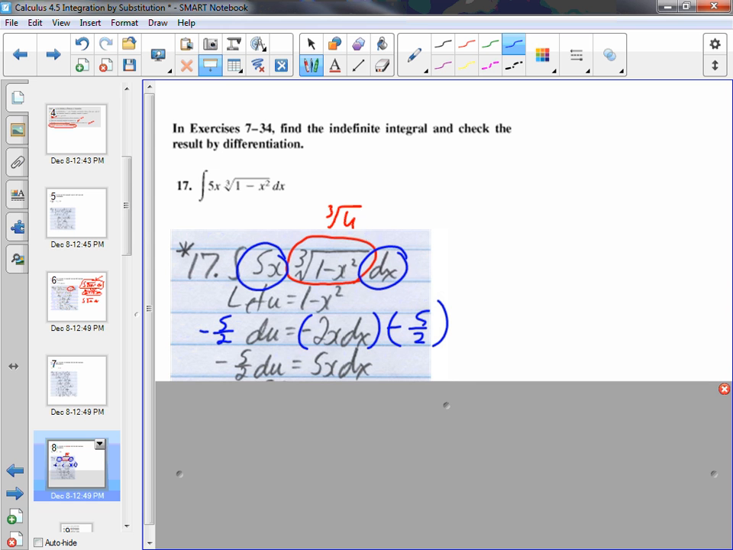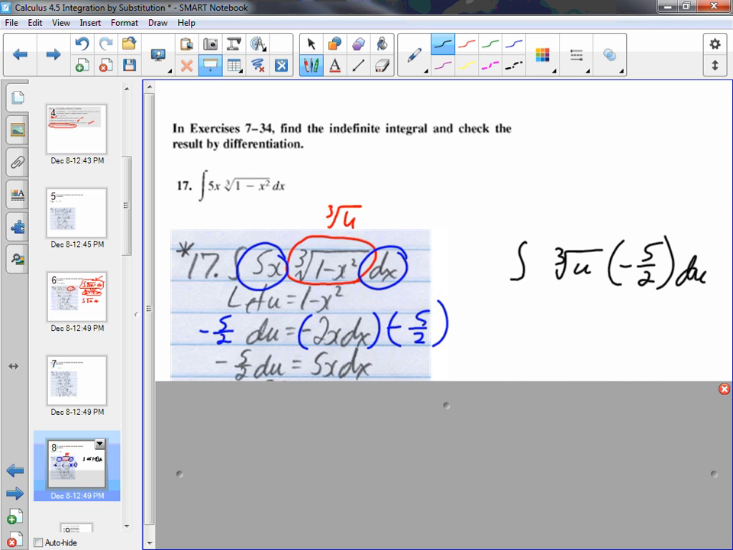All right. We're ready to make our substitution. So we've got the integral up. And notice when I make the substitution, I'll worry about the u part first. So the cube root of 1 minus x squared is equal to the cube root of u. So I'll make that substitution. Now I have to substitute something in for 5x dx. Well, according to what we figured out, 5x dx is equal to negative 5 halves du.